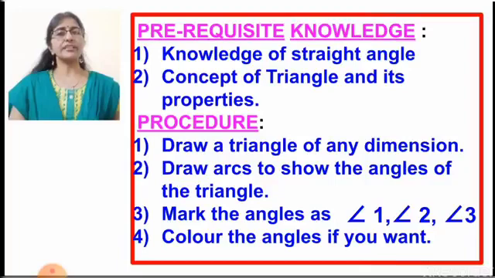Then you will write procedure. First, draw a triangle of any dimension. You can draw any triangle, so that you will mention. Second, draw arcs to show the angles of the triangle. Using a compass, you will show the arc, how I have shown you in the activity. Same way you are also going to show the arcs. Third point, mark the angles as angle 1, angle 2, angle 3. Fourth, color the angles if you want. If it is a plain white paper, you can color it.